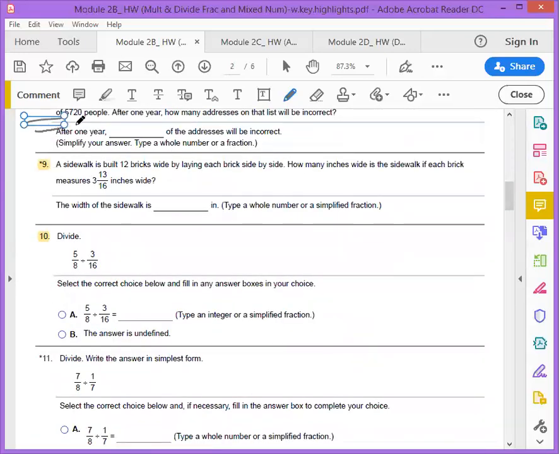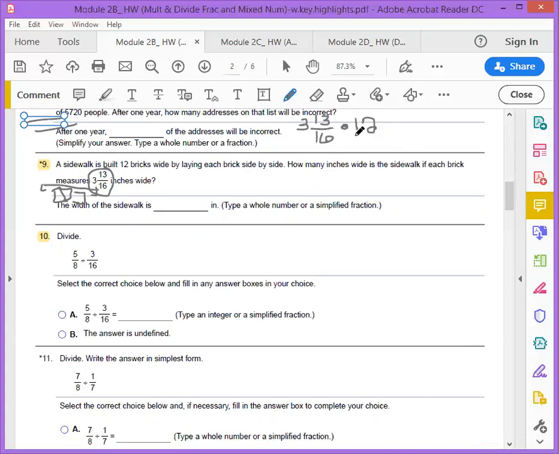All right, let's look at number 9. A sidewalk is built 12 bricks wide by laying each brick side by side. So you got a bunch of bricks that you're laying side by side. How many inches wide is the sidewalk if each brick is 3 and 13/16 inches wide? So we want to know the total length if we have 12 bricks that have a width of 3 and 13/16. So we're going to take the 3 and 13/16 and multiply it times 12 since we have 12 of those bricks.